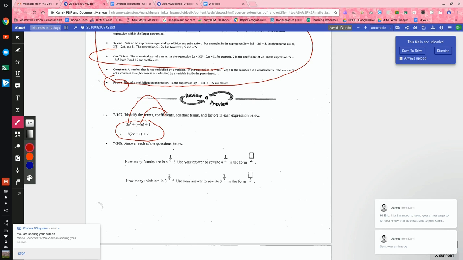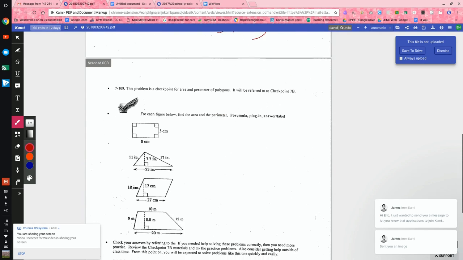The next question, you got how many fourths? So again, we've been doing this a lot lately, turning this mixed number into an improper fraction: multiply by the whole number, add the top, we'll get how many fourths. Same thing with 3 2/3. I'm going to multiply by the whole number, add the top, keep the denominator, and that was pretty simple.